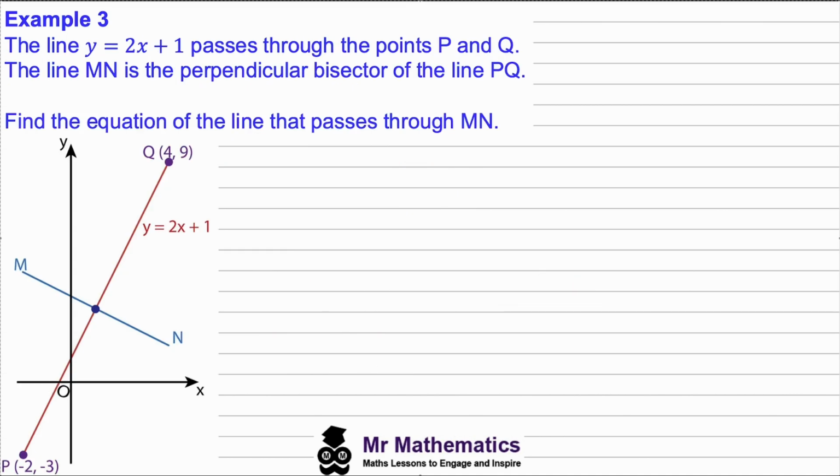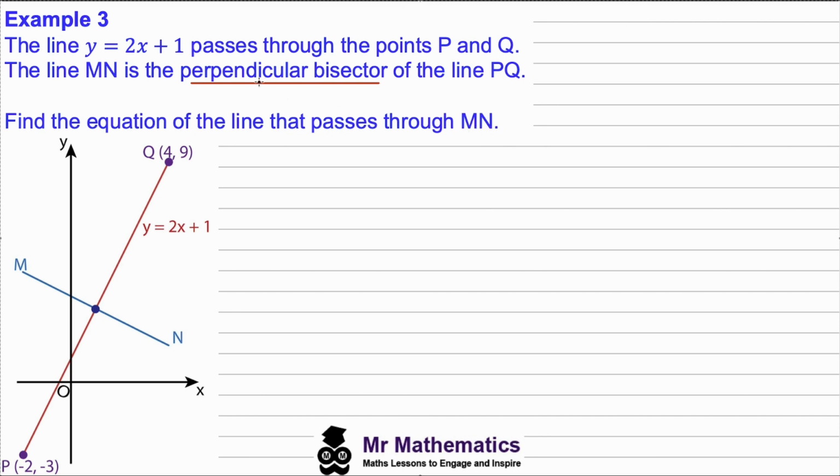Okay, so in example 3, we're told that the line y equals 2x plus 1 passes through the points P and Q, and that the line MN is the perpendicular bisector of the line PQ. Find the equation of the line that passes through MN.